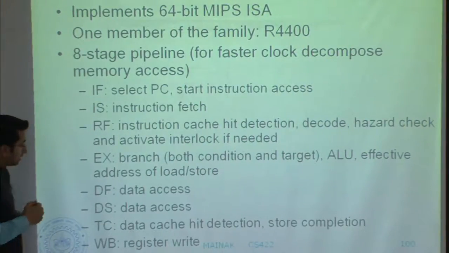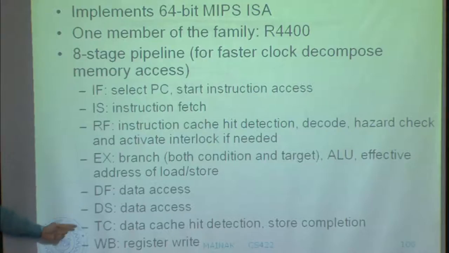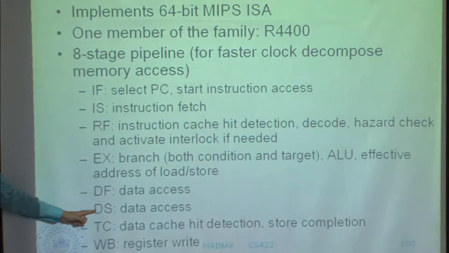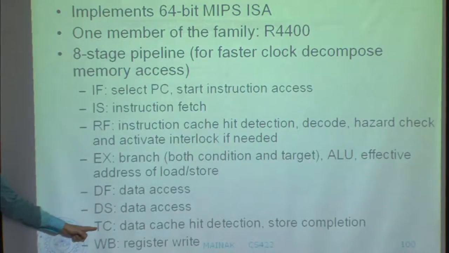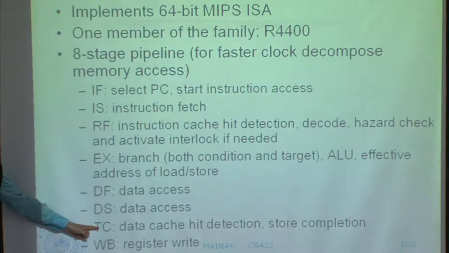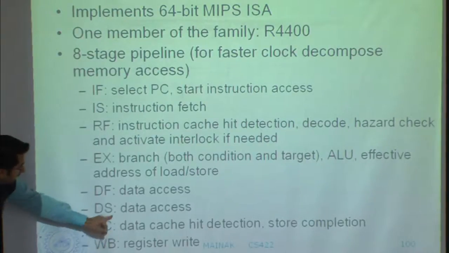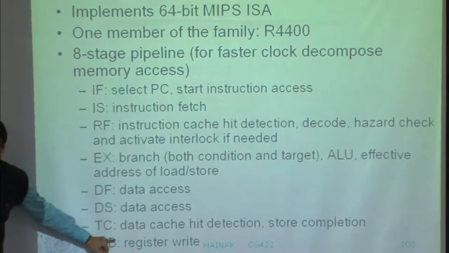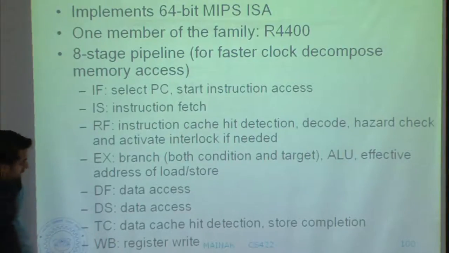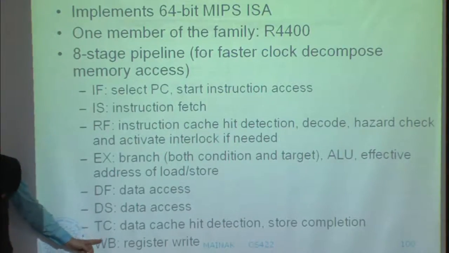Then there are three stages of memory access. That is a data access. DF, DS, there are two stages that do the data access. In DC, you get to know if you hit in the data cache. You still don't know, actually. At the beginning of the cycle, you only get to know whether the data that you are dealing with is actually correct or wrong. And also in this stage, you complete the store.